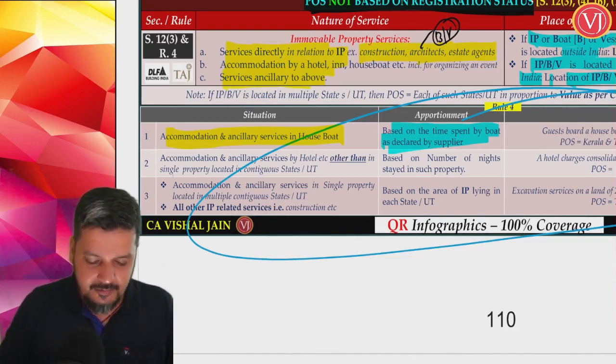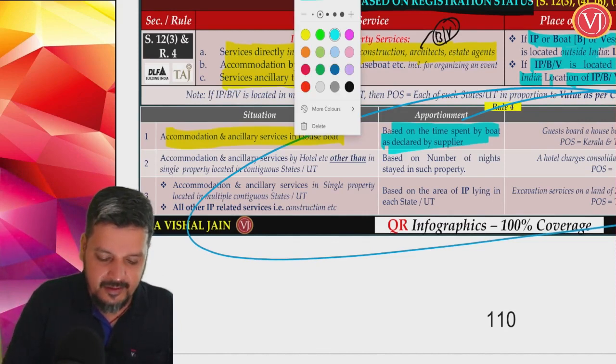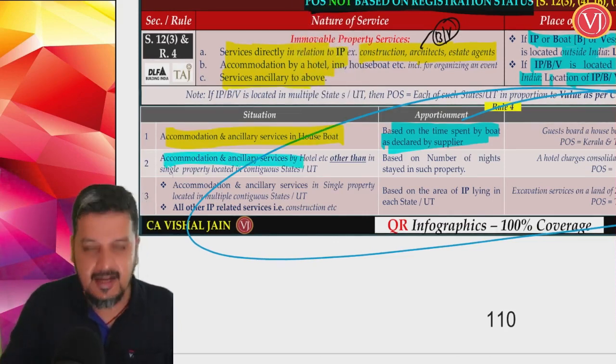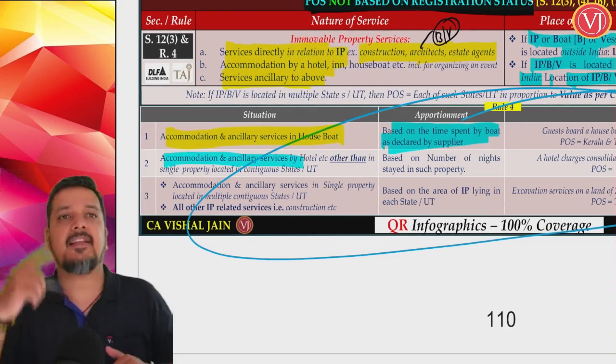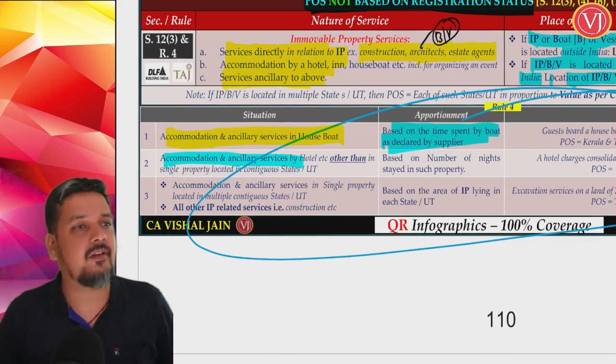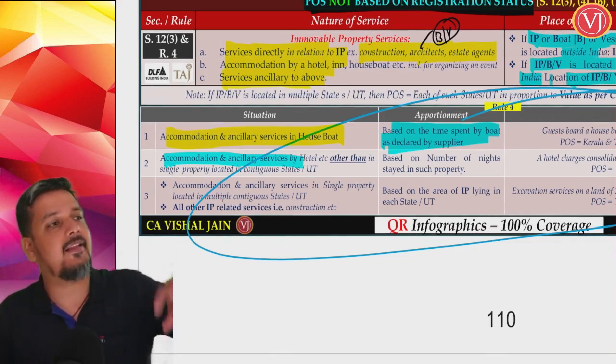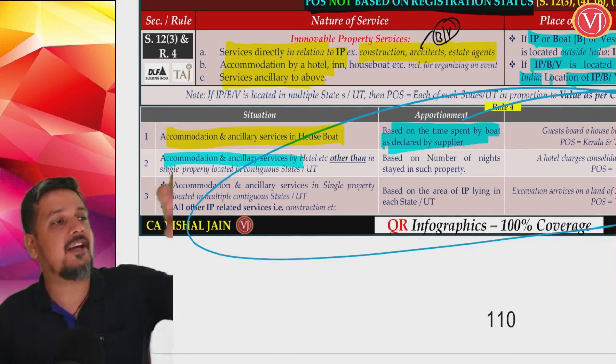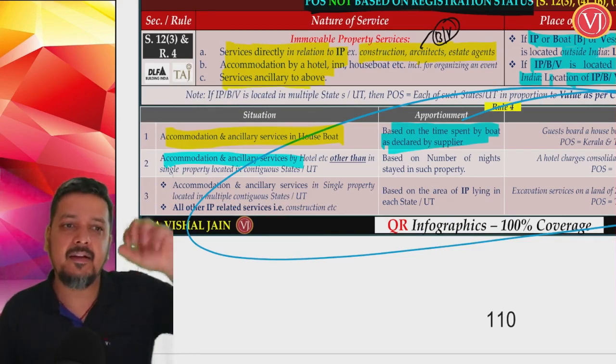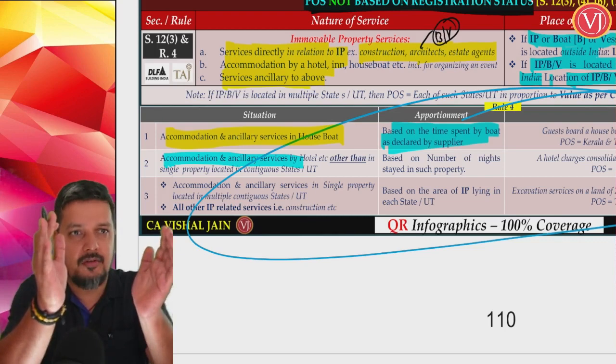Supposing there is a stay, I'm staying in Taj Hotel, Mumbai and Taj Hotel Ladakh. I go for a package from MakeMyTrip.com. I stay in Taj Hotel, Mumbai and Taj Hotel Ladakh. So the answer is Mumbai and Ladakh. I go for one package.